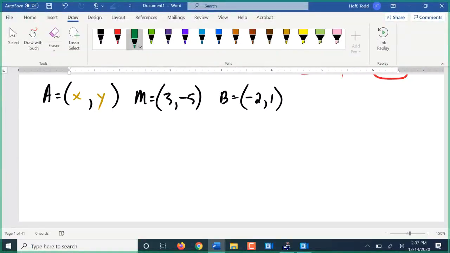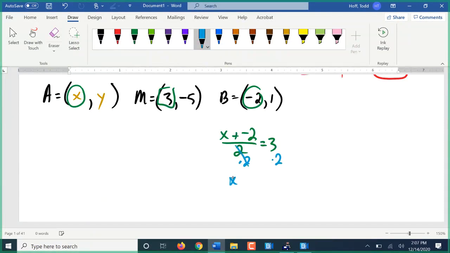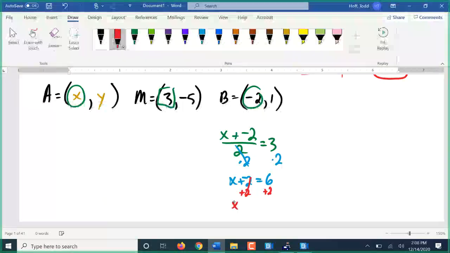I know that for the x coordinate, I add the two x coordinates. I have x and negative 2. x plus negative 2 divided by 2 equals the x coordinate of the midpoint, which is 3. So I'm going to solve by multiplying by 2. x plus negative 2 equals 3 times 2 is 6. Then I'm going to add 2. x equals 8.